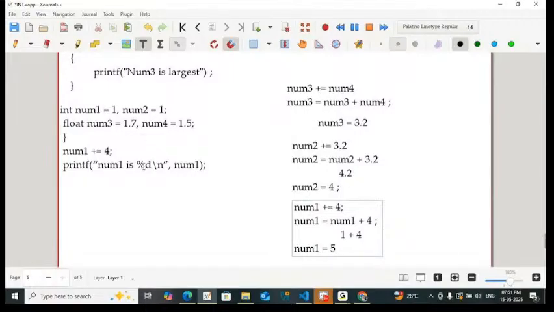And we are printing the value of num1. So we get 5 printed here as the output. So we will see 5 here as the output.